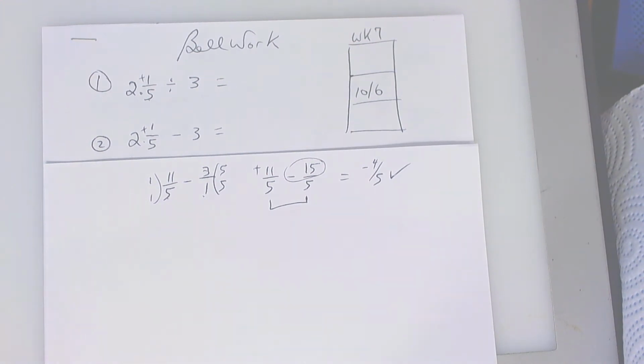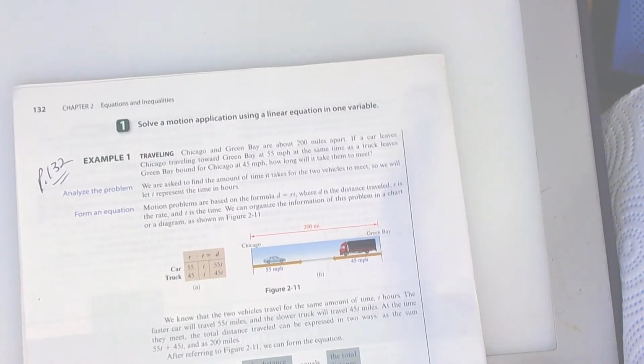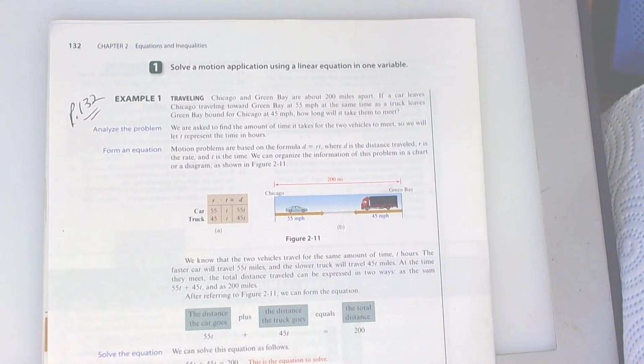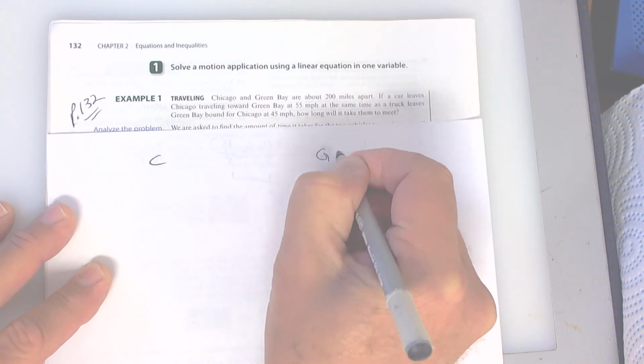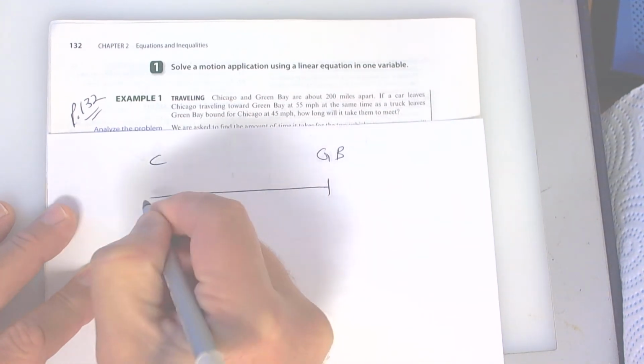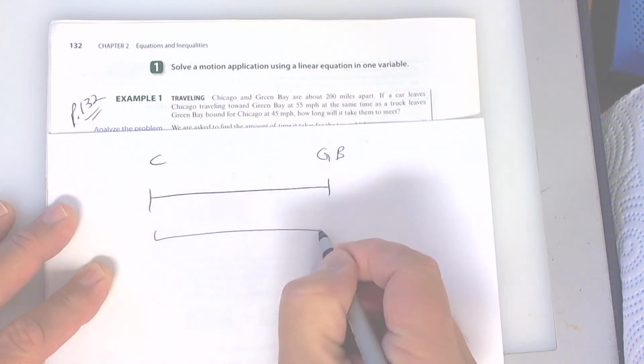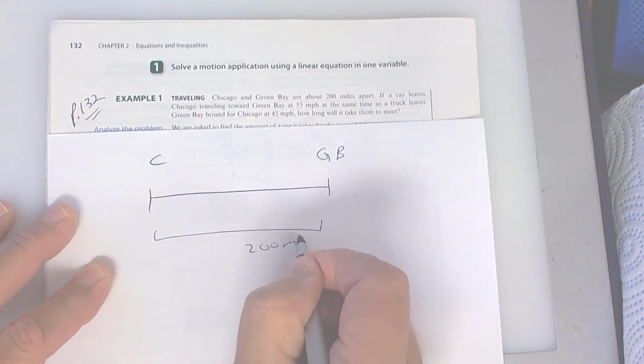All right. What I want you to do now is go to page 132 in your book, and we're going to take a look at this page right here. Okay? I'm going to read it, and we're going to work it together. These are motion problems from chapter 2. Here we go. Chicago and Green Bay are 200 miles apart. So we have Chicago and we have Green Bay, and they're 200 miles apart. So from here to here is 200 miles.